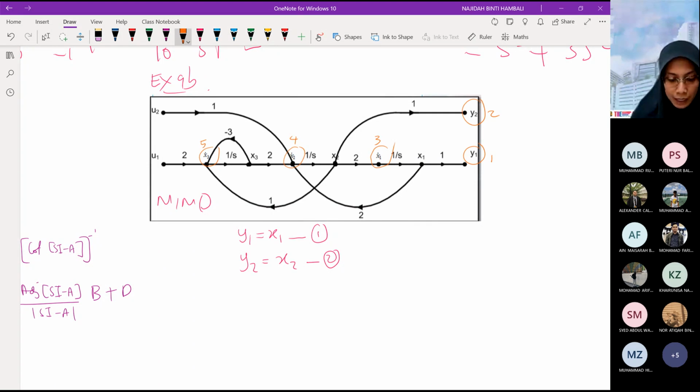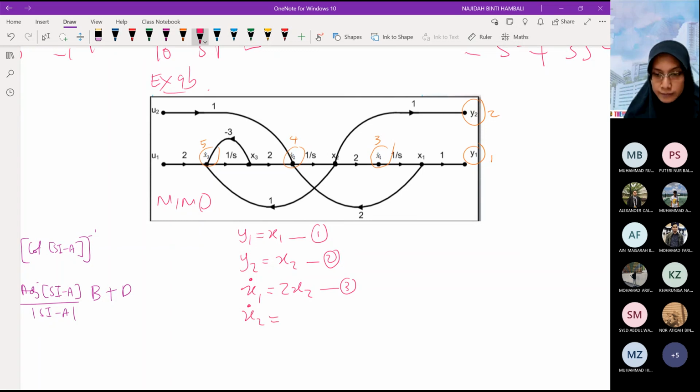Okay, now let's analyze our X1 dot. Sama dengan, macam mana nak baca tu? Output equal to gain multiply with input. X2. Very good. 2X2. Ada lagi? Tak ada. Okay, done. This is equation number 3. Okay. The fourth equation, X2 dot.